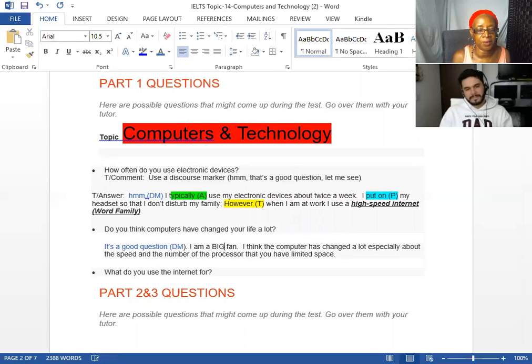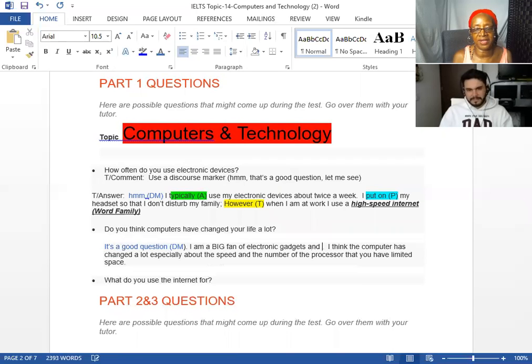I'm going to put "big" here because here would be a great place to put an academic word. I'm a phenomenal fan. I'm a tremendous fan. I'm a big fan of what? Of electronic devices or gadgets. Very good. Electronic gadgets and devices. So this could be your word family.